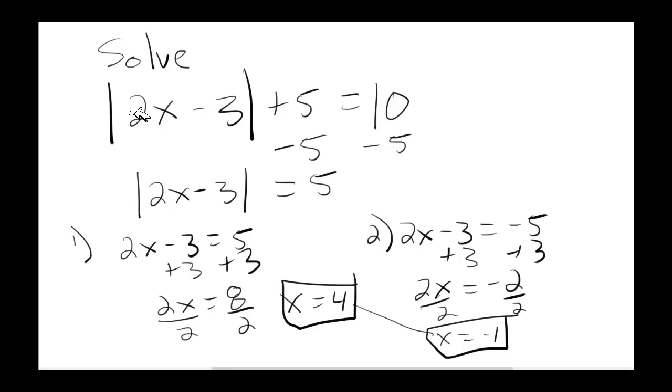Quick check, 4. 2 times 4 is 8. 8 minus 3 is 5. Absolute value of 5 is 5. And 5 plus 5 is 10. That guy works. Minus 1. 2 times minus 1 is minus 2. Minus 2 minus 3 is minus 5. Absolute value of minus 5 is 5. And 5 plus 5 is 10. They both work out. Okay, let's take a look at one more example.